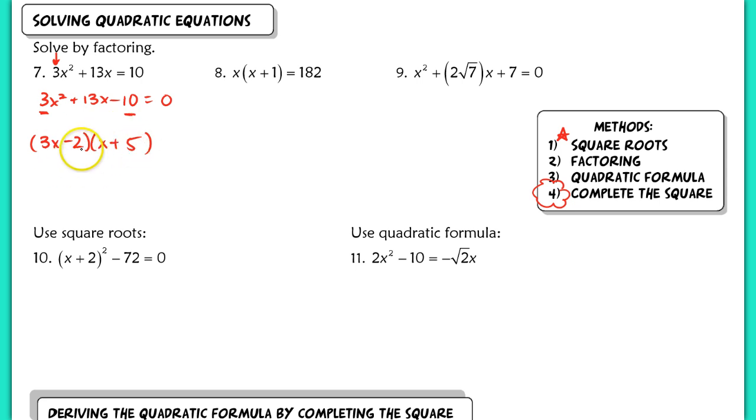Let's double check that that works. Yes, it does. Okay, so now that I have my factors, I'm going to set each of these equal to 0. So I have x is equal to 2/3 and x is equal to negative 5.